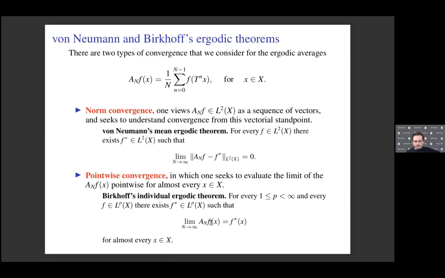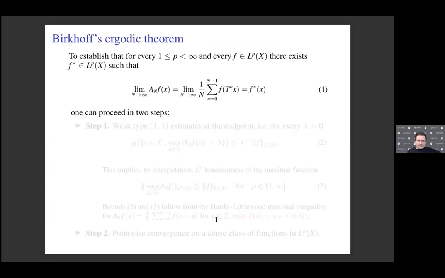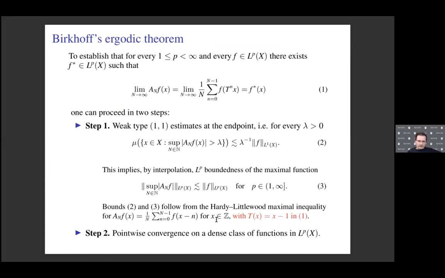for these averages. Okay, and now let me tell you a few words about how to establish the pointwise convergence in the setup of Birkhoff averaging operators. So this can be done by proceeding in two steps. So in the first step, we have to establish L^p boundedness for the maximal function corresponding to our averaging operator on L^p, or a weak type 1-1 inequality whenever p is equal to 1. And in the second step, we have to establish pointwise convergence on a dense class of functions in L^p.